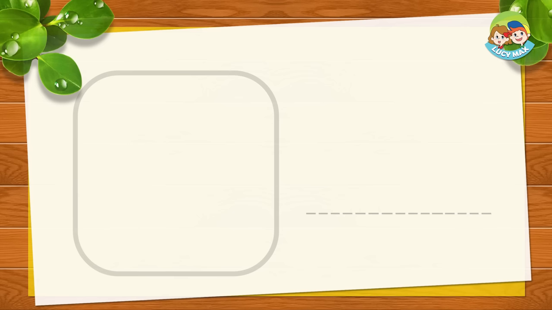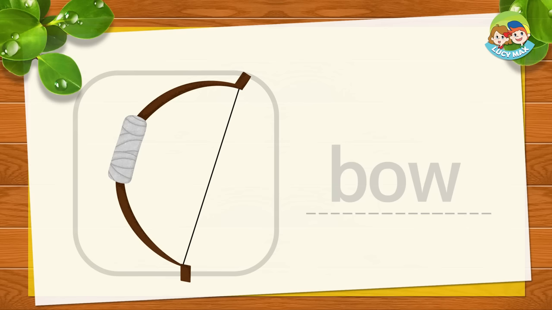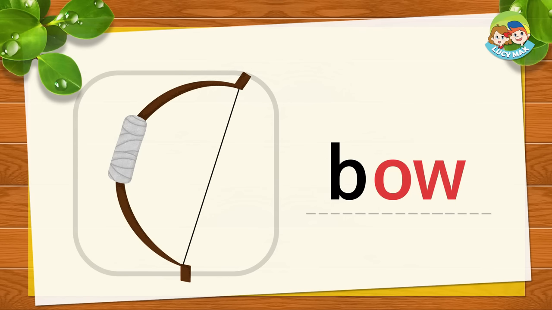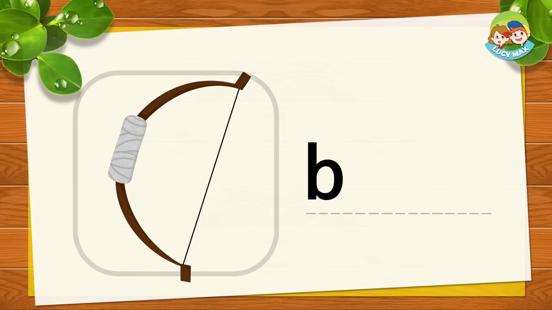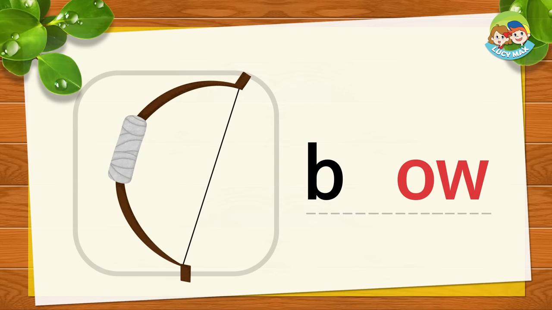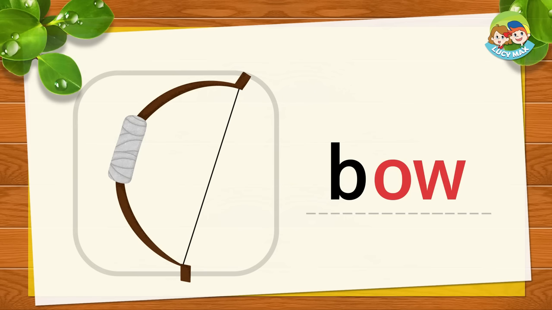Now we will do words with the sound O with letters O and W. Let's see some words with the sound O. This is a bow. B and O together is bow. B, O, bow. Can you say it?